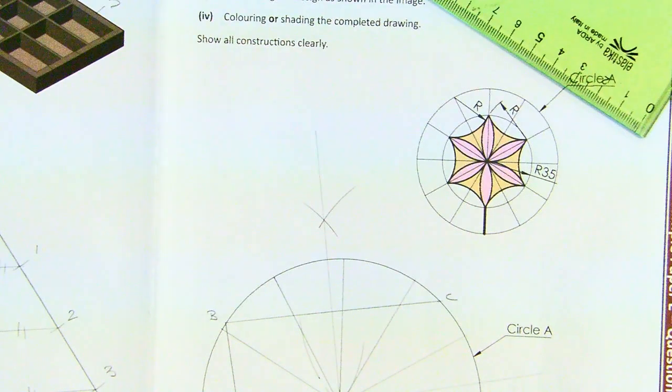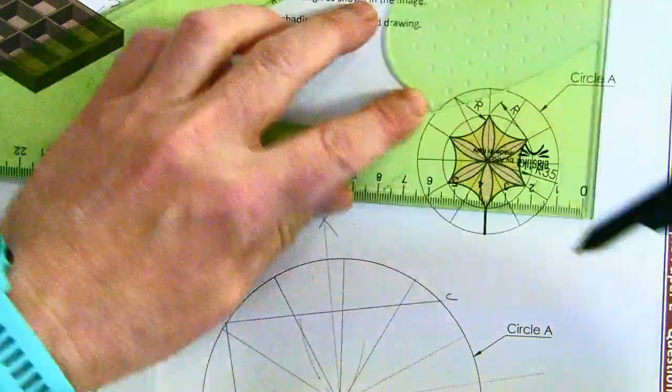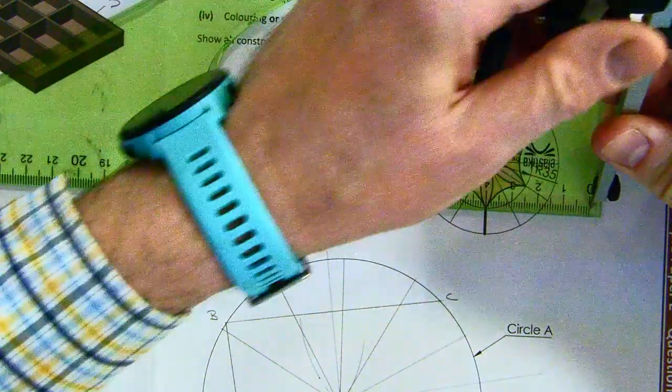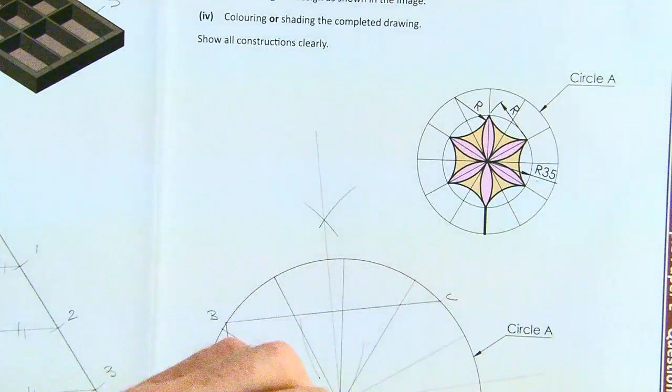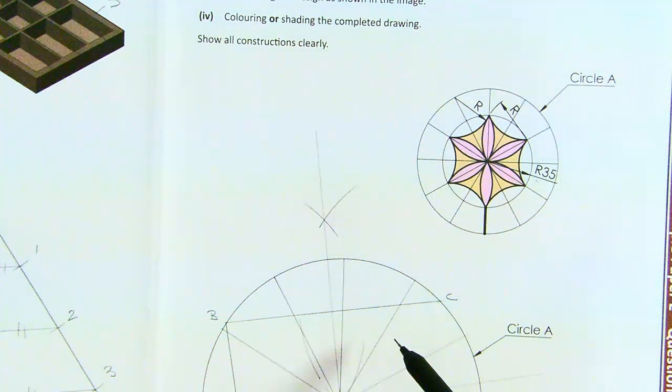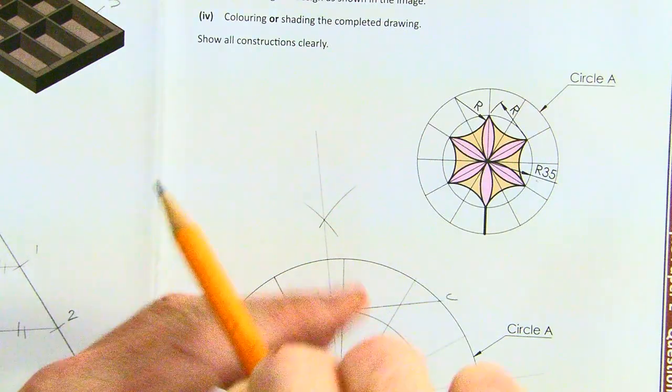So next, if we look at the question, you can see here there's a radius 35 circle inside here. So you're going to get your compass, put the metal part to 0, measure over to 35. Put the metal part back in the center. And you're going to draw that inner circle.